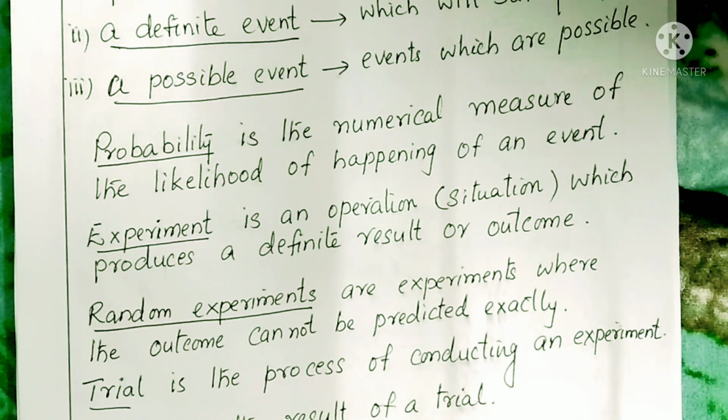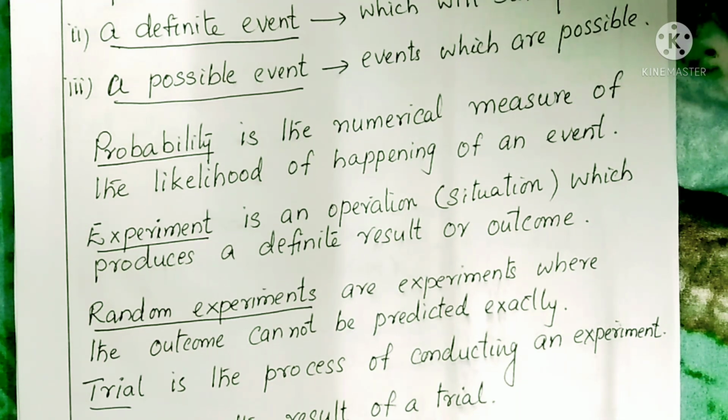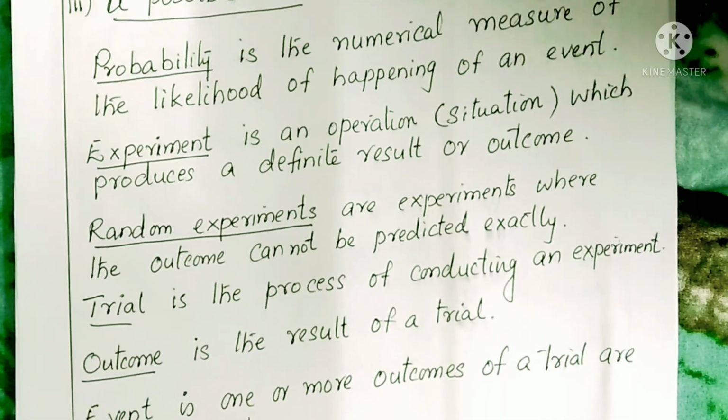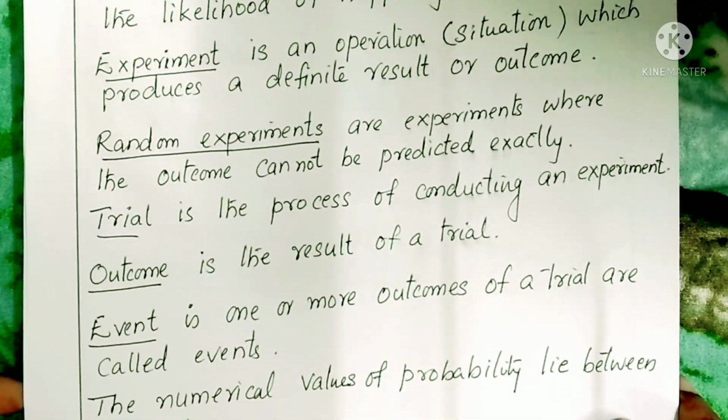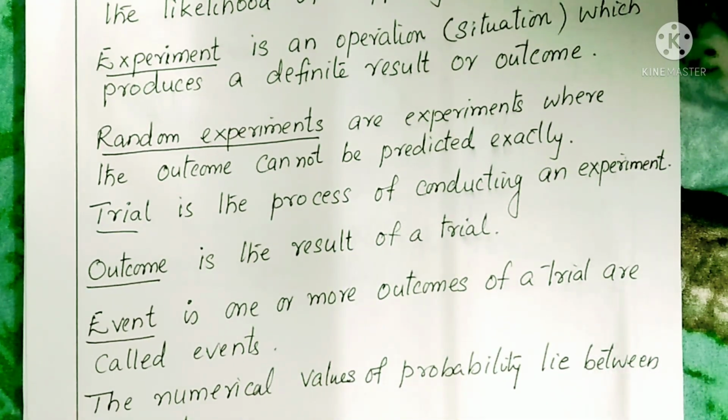Now, how many times you are doing it? Conducting an experiment, that is called a trial. Okay. Now, outcome means what? Outcome means when you conduct any experiment, you get some results. So, those results are called outcomes. For example, when you toss a coin, the outcomes can be either a head or a tail. So, there are two outcomes, that is head or tail.